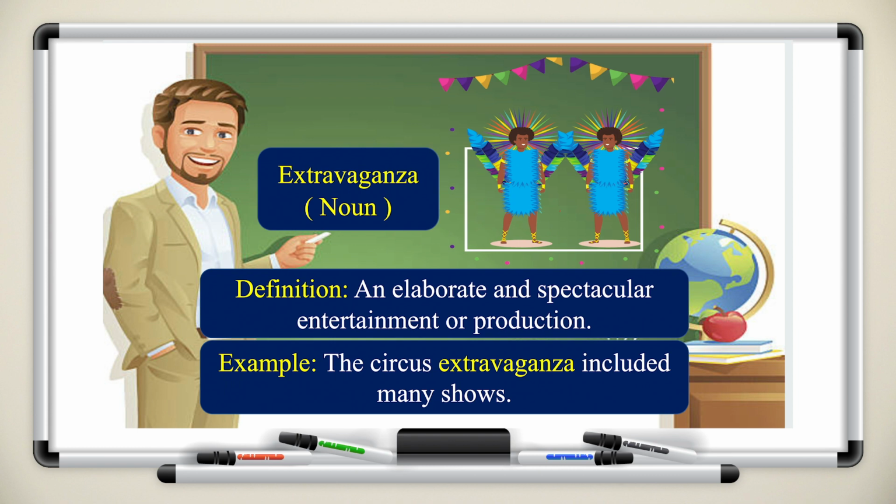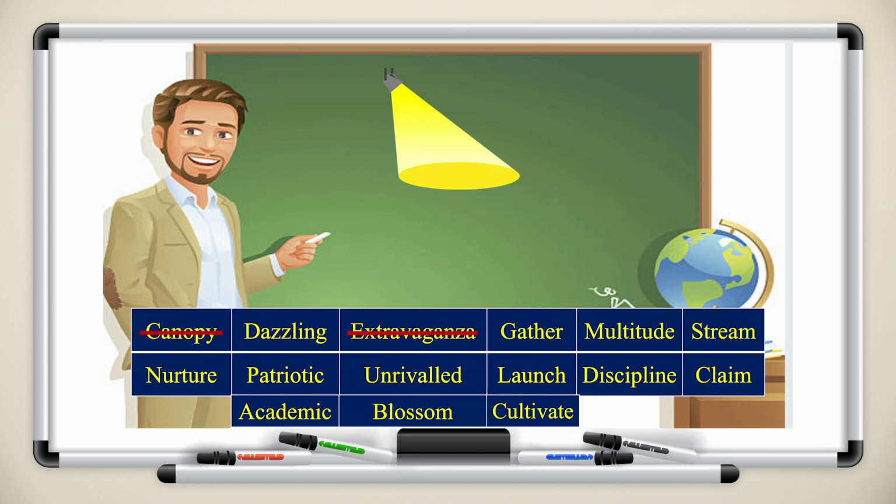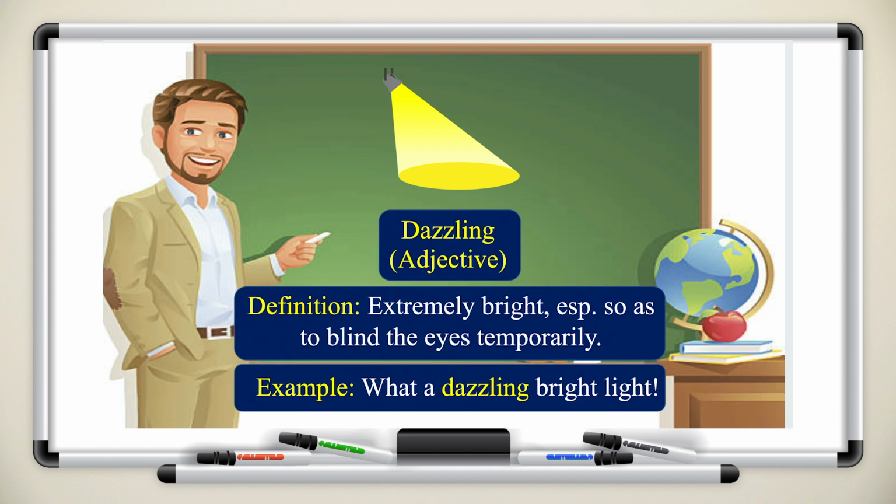Now, in this picture you can see a light. And if you look at it carefully, you will notice that it is a very strong light. Now, which word will describe a strong light? The word is dazzling. It's an adjective. And the definition of this word is extremely bright, especially so as to blind the eyes temporarily. Example, what a dazzling bright light.